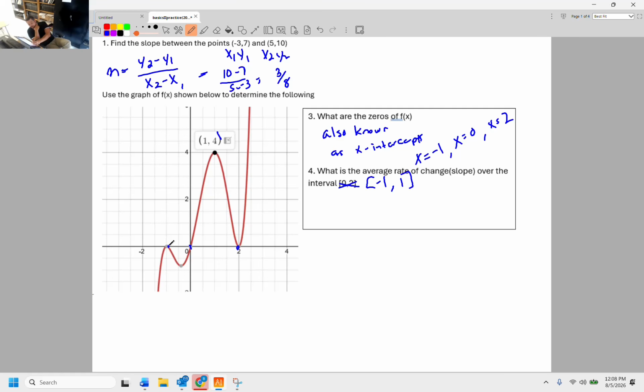Now let's think about our ordered pairs here. Here's where x is -1. The ordered pair would be -1, 0. When x is 1, the ordered pair is 1, 4. And we're going to do the same thing we did up here on the first problem. We're going to follow the same formula.